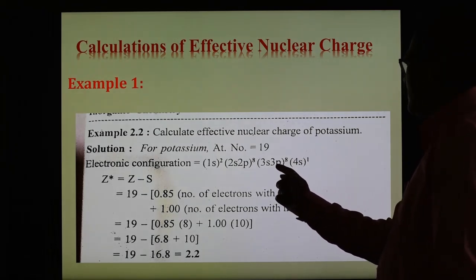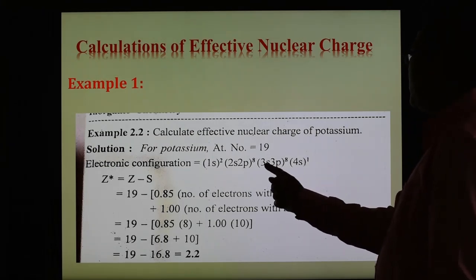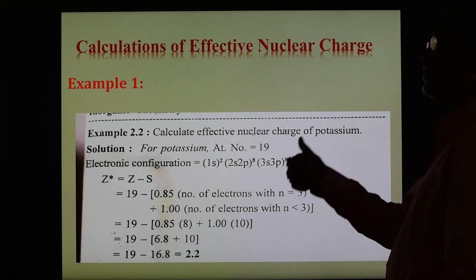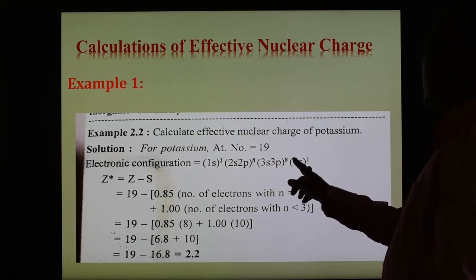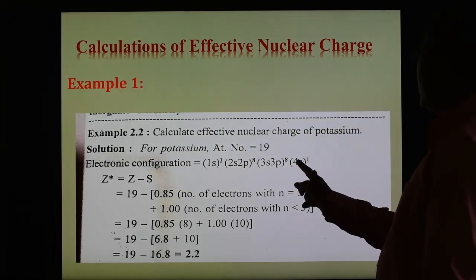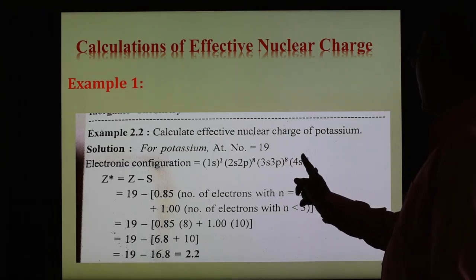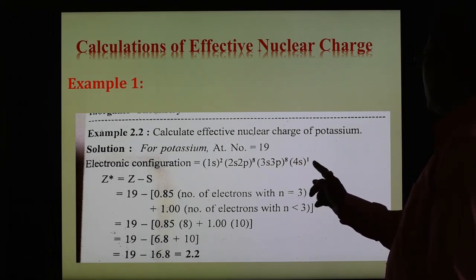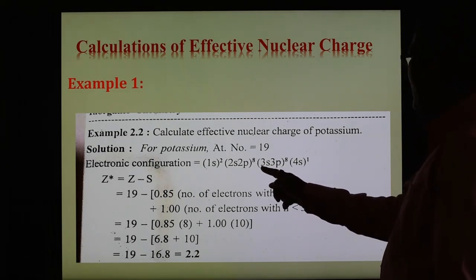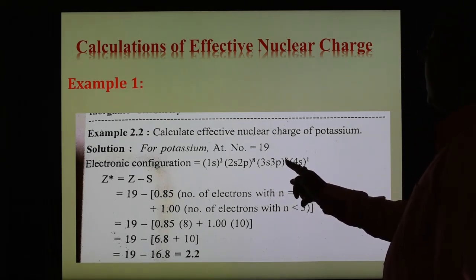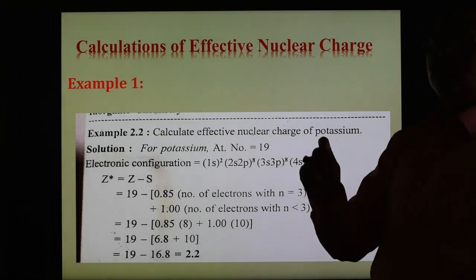So start from this. Here n, the outer shell, is 4, and n minus 1 is 3s3p. For n minus 1 the contribution is 0.85. In this configuration the total shells are 4, so n means the outermost shell 4, and 3 means n minus 1. So don't take this last electron, and start from 3s3p. There are 8 electrons in 3s3p, and this is the n minus 1 shell. For n minus 1 the contribution is 0.85.